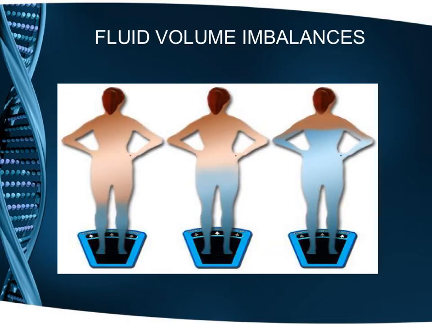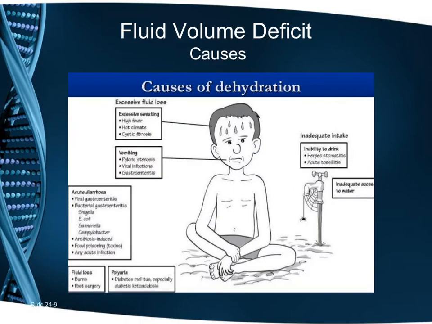Fluid volume imbalances may reflect an increase or a decrease in total body fluid or an altered distribution of body fluids. There are two major alterations in fluid balance. There's fluid volume deficit and fluid volume excess. Fluid volume deficit or hypovolemia reflects a contracted vascular compartment from significant ECF loss or accumulation of fluid in the interstitial space. ECF deficit is also called dehydration and may be caused by a variety of factors, including an actual decrease in body water, excessive fluid loss, inadequate fluid intake, or third spacing.